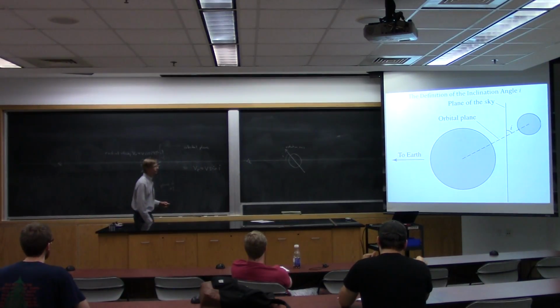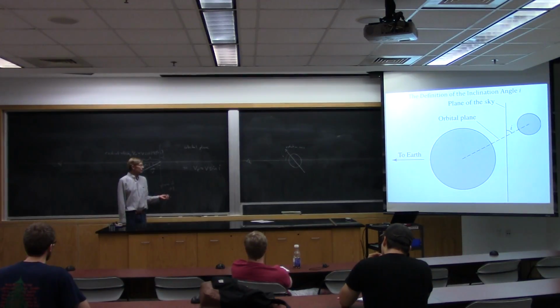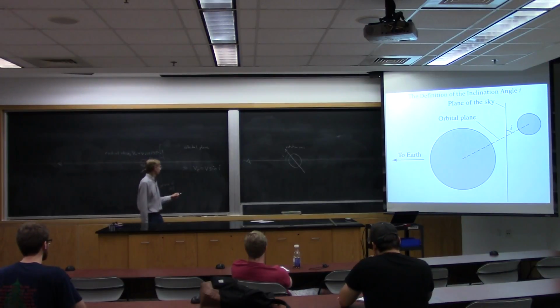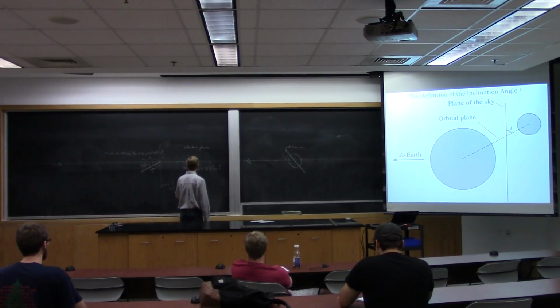And the problem is that with a binary, if it's not eclipsing, we don't have any way of figuring out what i is. There's nothing about the system that tells us what the inclination is if we don't have eclipses. Nothing tells us i unless we have eclipses.